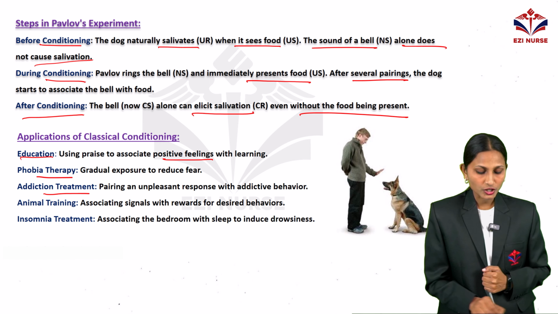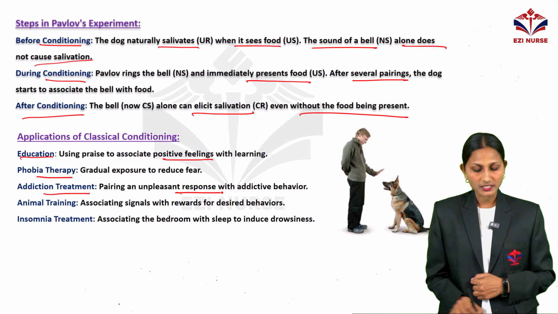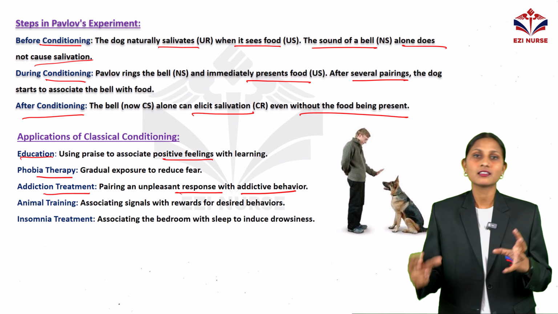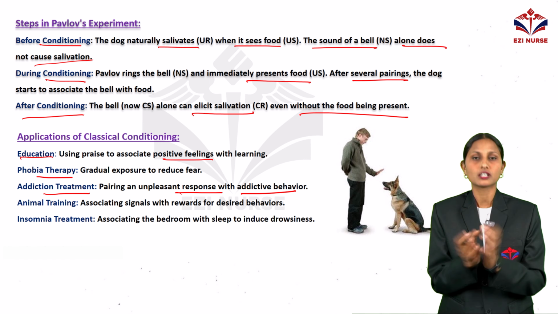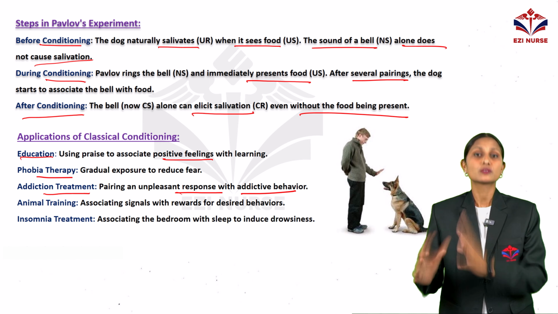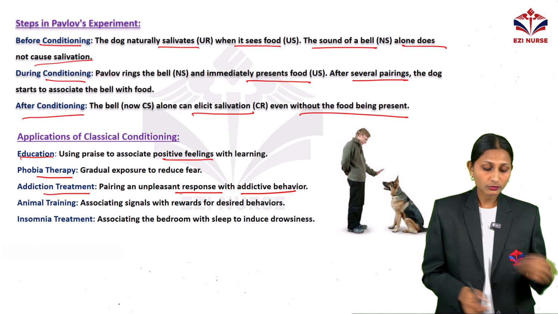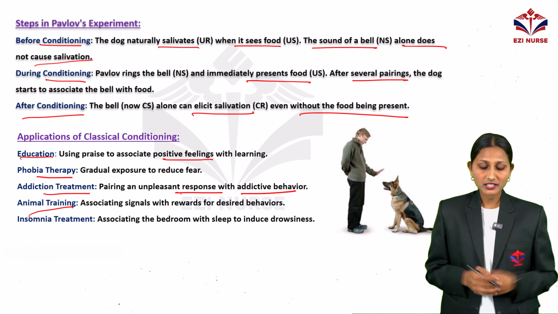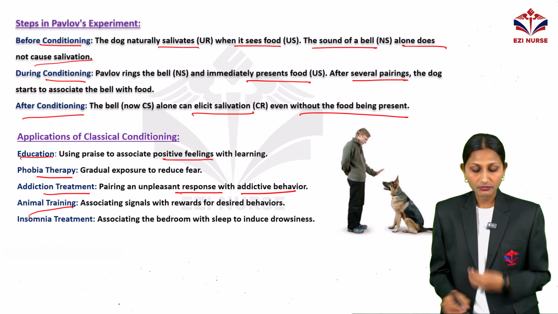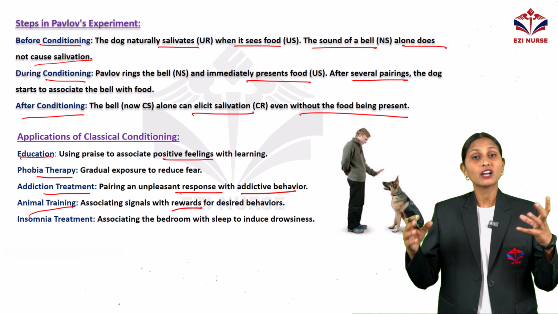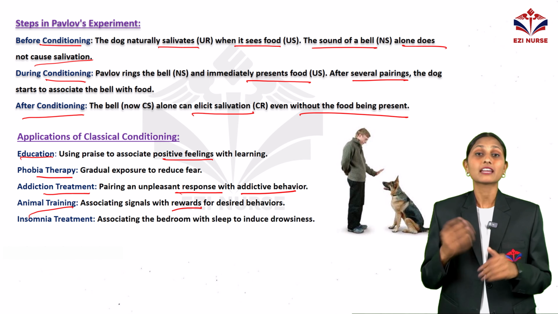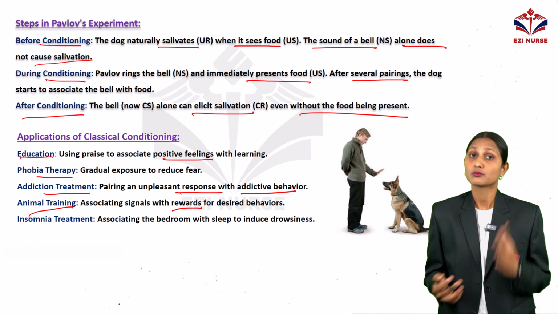Next one is addiction treatment: pairing an unpleasant response with the addictive behavior. If any unpleasant thing is there, pair that thing with the addiction. Once you pair it, the addiction will be easier to remove for that person. Next one is animal training: associating signals with a reward for the desired behavior. We give the reward to the dog and associate it with the behavior, and only then can the dog training be successfully completed.